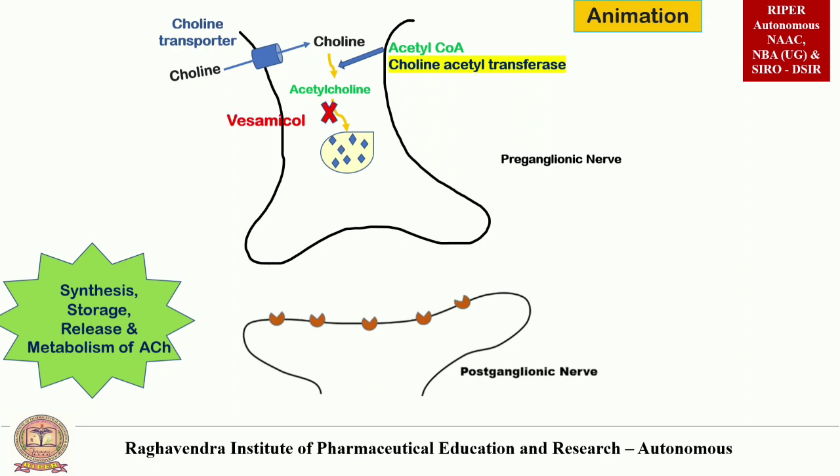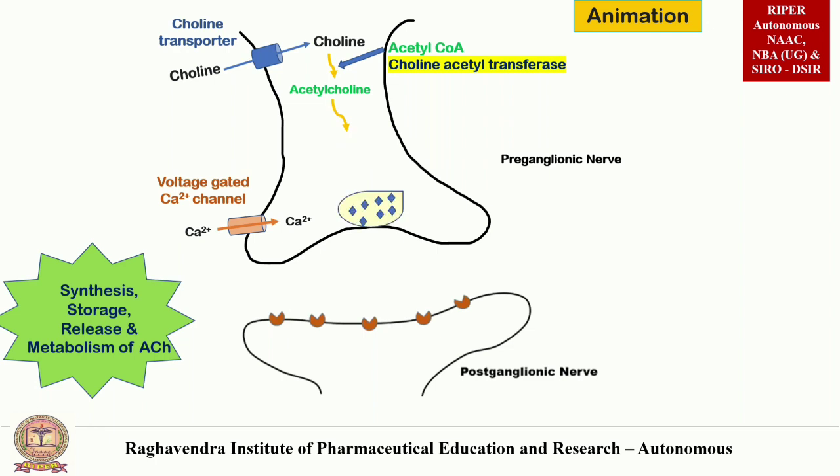In the next step, when action potential reaches the nerve terminal, it opens the voltage gated calcium channel. Thereby, calcium enters into the nerve terminal. When sufficient concentration of calcium has entered into the nerve terminal, the acetylcholine stored vesicle opens and releases the acetylcholine. This process is known as exocytosis. This neurotransmitter release can be inhibited by the botulinum toxins.